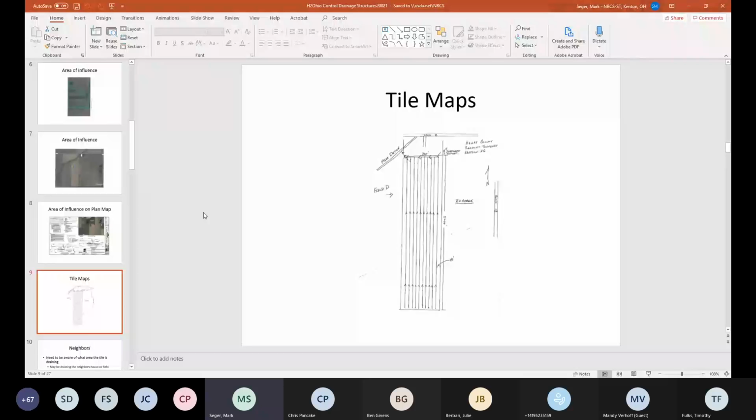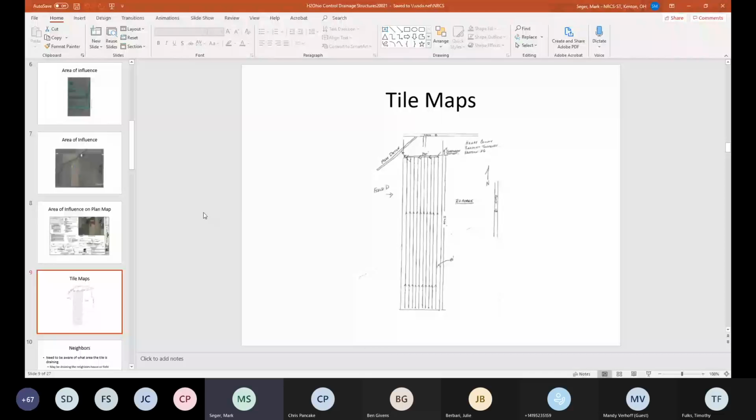Okay. Tile maps. These structures, we want to put them in on systematically drained fields. A lot of times you can tell that the field is systematically drained by looking at aerial photos. Sometimes the landowner will have tile maps such as this. It could be hand drawn.